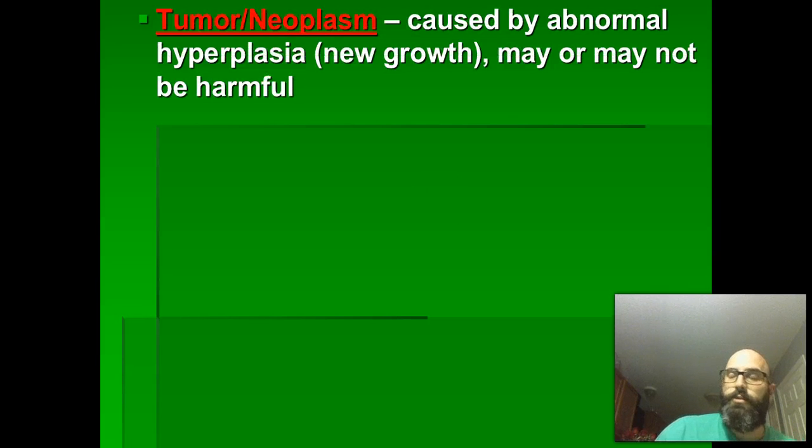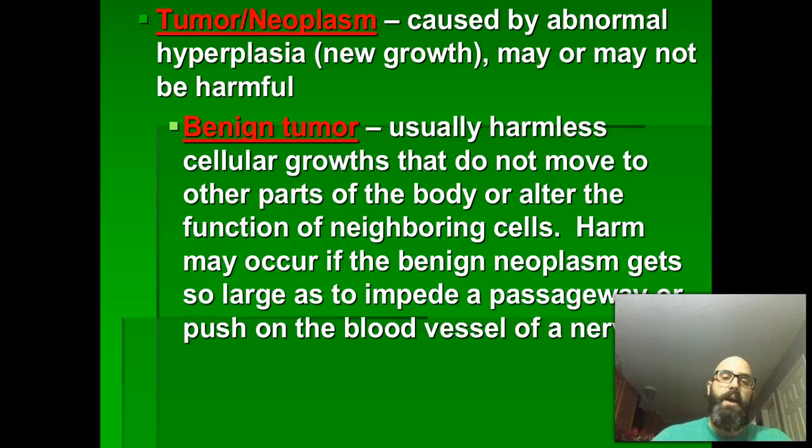So let's get into tumors. Tumors are also called neoplasms. They are caused by abnormal hyperplasia or new growth of cells, and they may or may not be harmful, believe it or not. Benign tumors are the harmless ones. They actually can be removed and they don't alter the function of other body parts or neighboring cells.